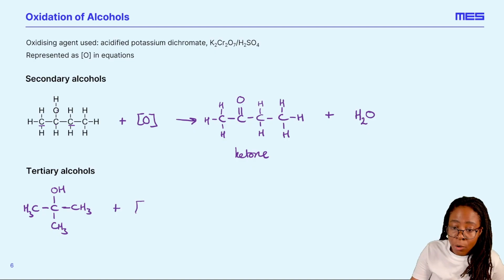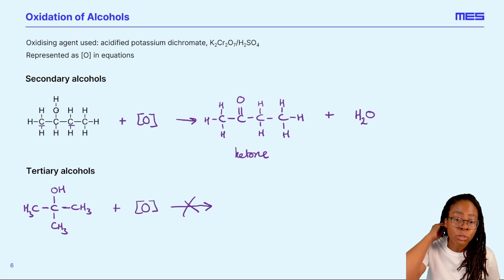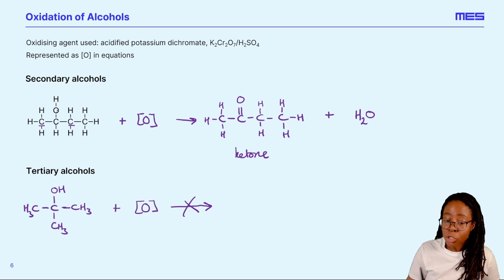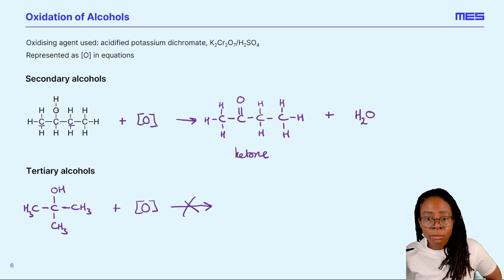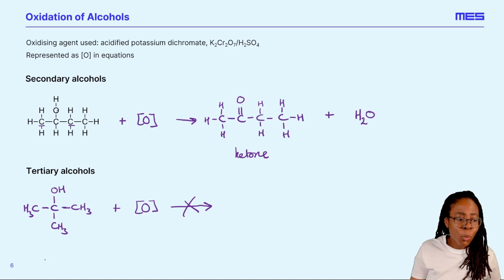Okay. Now, if we try to oxidize tertiary alcohols, I mean, good luck, right? With acidified potassium dichromate, this is not going to oxidize a tertiary alcohol. So we're not going to get any reaction and we don't need to write an equation because we're just going to keep the alcohol as it was.